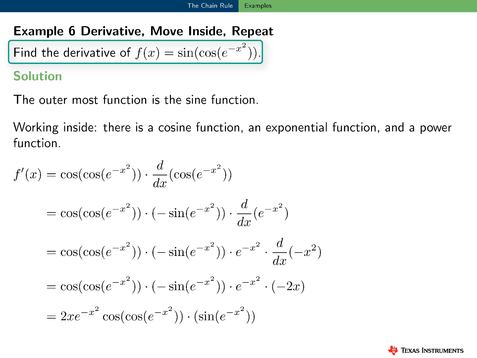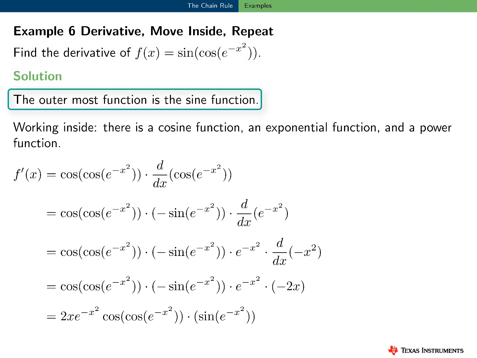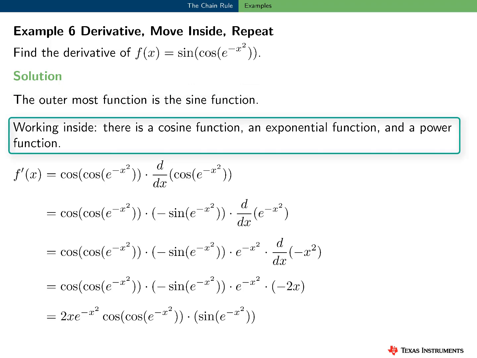We can also apply the chain rule to more complicated composite functions. So let's suppose that f is a function defined by f of x is equal to the sine of the cosine of e to the minus x squared. We need to recognize that this is indeed a composite function, and the outermost function is the sine function. We can apply the chain rule, and we start at the outside and work our way inside, taking derivatives along the way. And notice that there's a cosine function here, there's an exponential function, and there's even a power function.